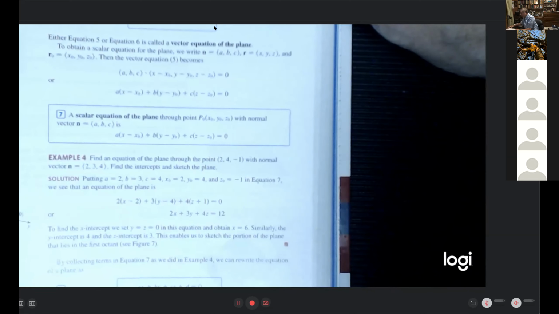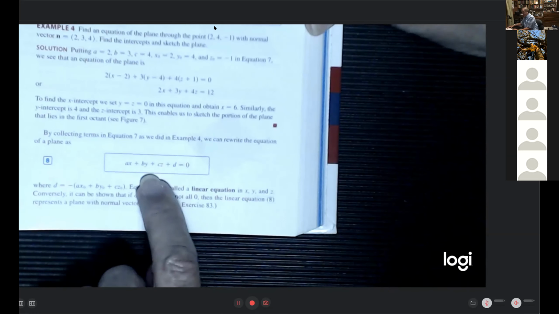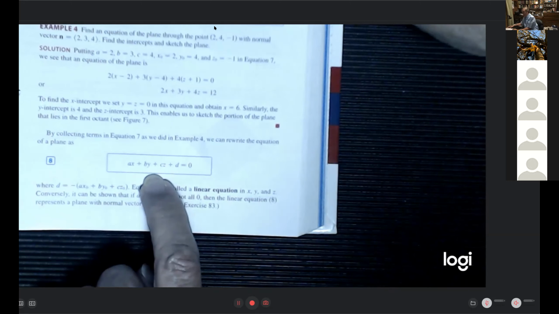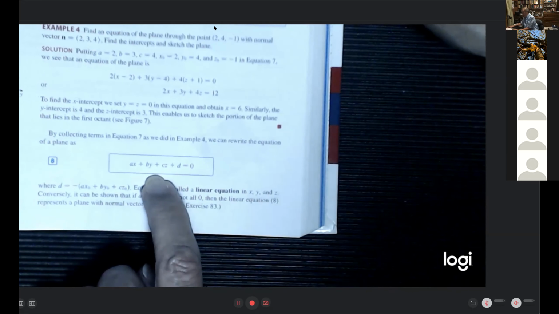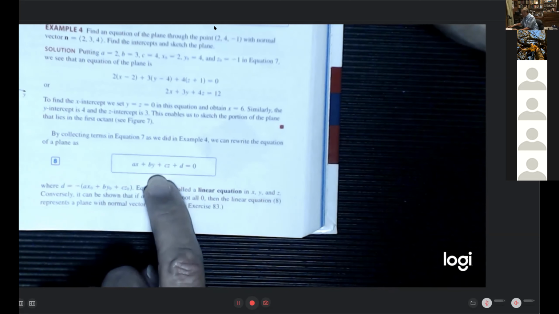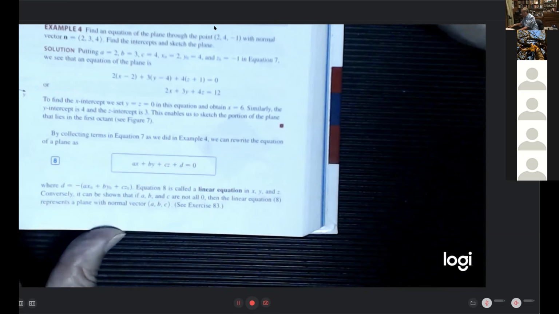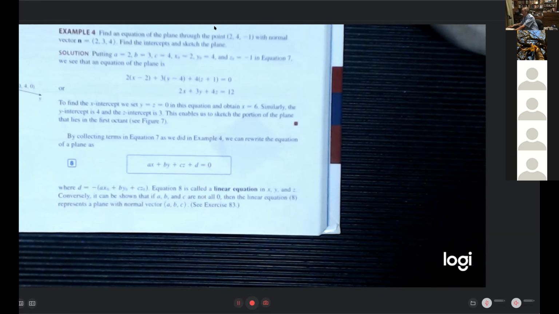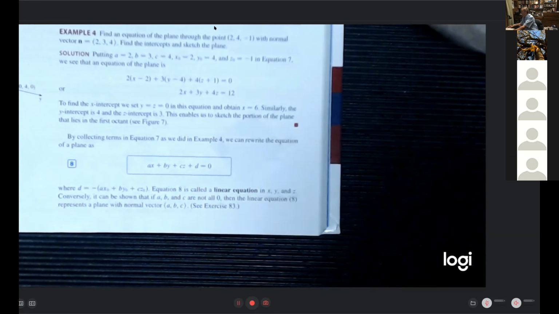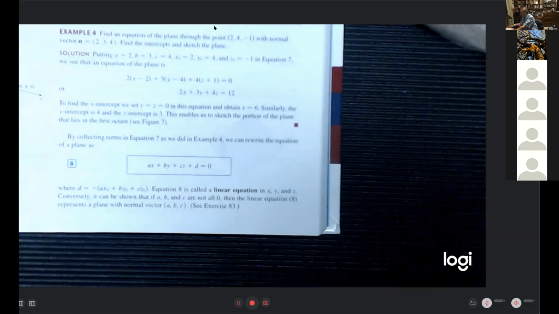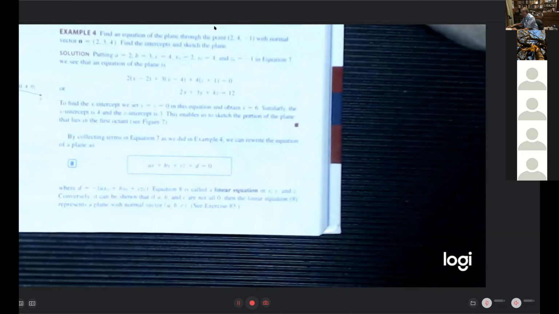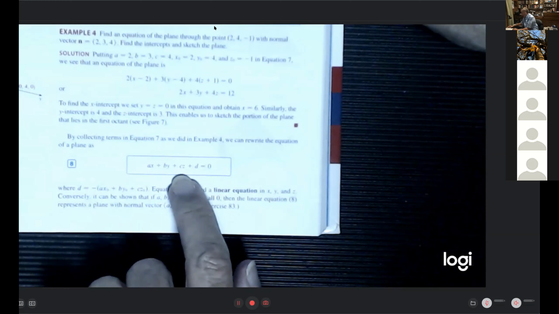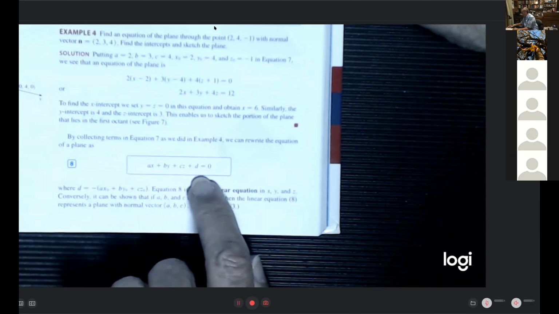Now, one comment that the author makes, he calls this equation linear. I do not. I call it affine, A-F-F-I-N-E, unless the D is 0. Linear to mathematicians means that the thing passes through 0. If I put 0 in for x, y, z here, I do not get 0. I get minus D.